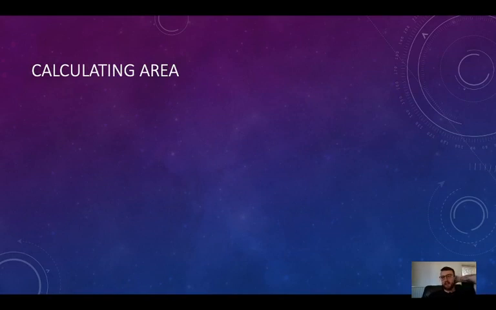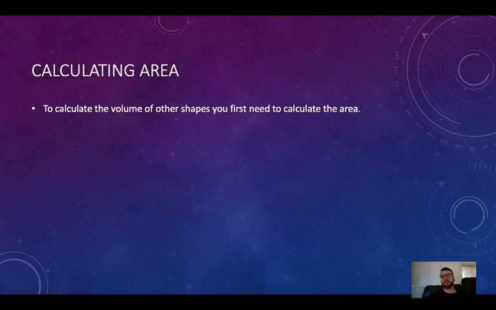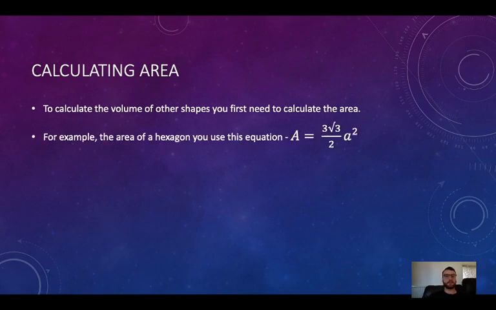So calculating area, again we've just done this for the diameter of the circle. To calculate the volume of other shapes, you first need to calculate the area. For example, if you're going to use a hexagon, you're going to use this equation here. So we've calculated the area for a circle. The area for a square is obviously its length times height, or length times width, as we did on the cuboid. So this is for an oddball shape. You can get equations off the internet quite easily for many different shapes. I've just done a hexagon here, as a hexagon is quite a common shape in engineering.